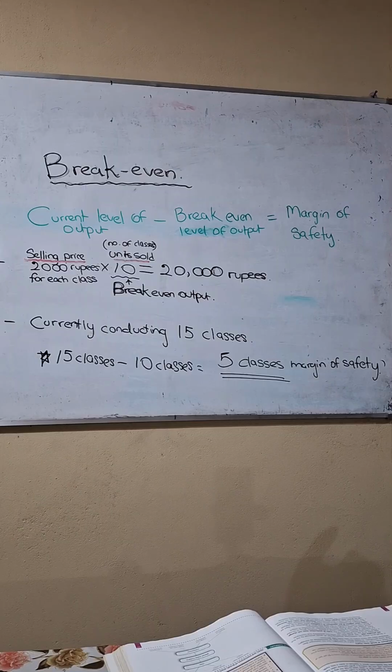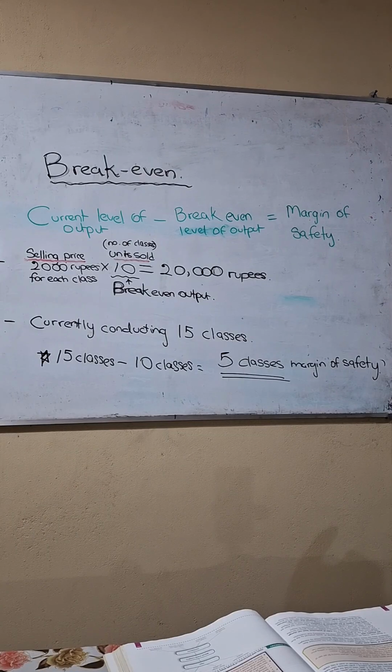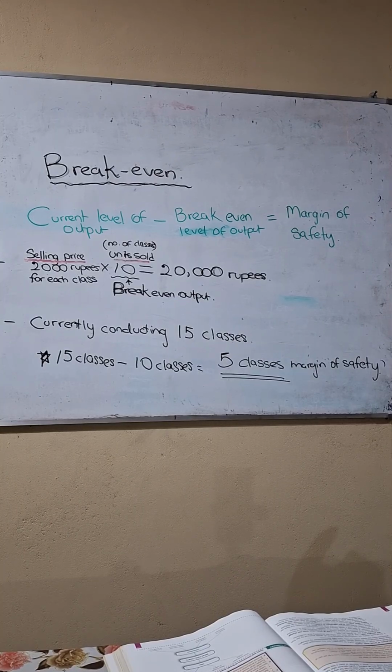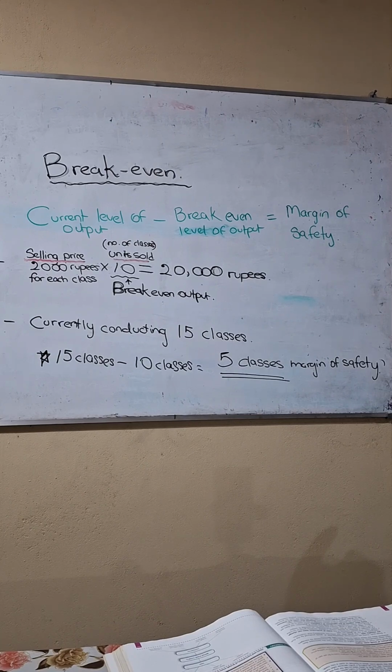Now, like how I mentioned, once we calculated the break-even, we found out that I at least have to do 10 classes in order to cover up my cost. So 10 classes was the break-even output for me. That was the minimum amount of classes that I have to conduct in order to cover up my expenses, so the break-even level of output is 10. Let's assume currently I'm conducting around 15 classes. So now how do we take the margin of safety?